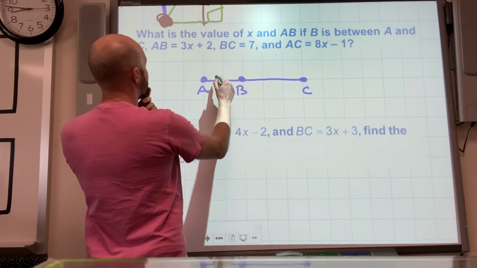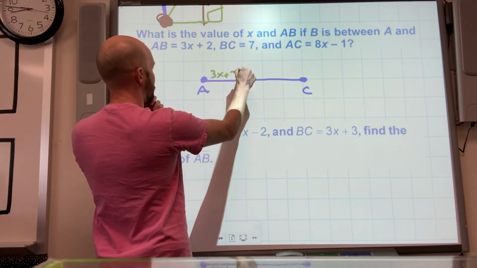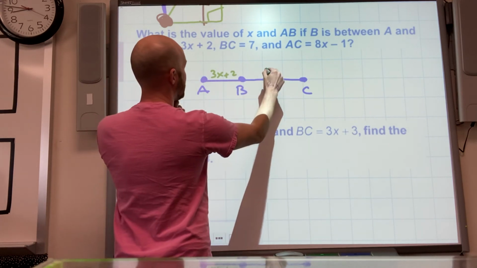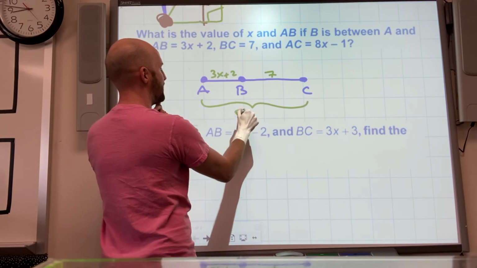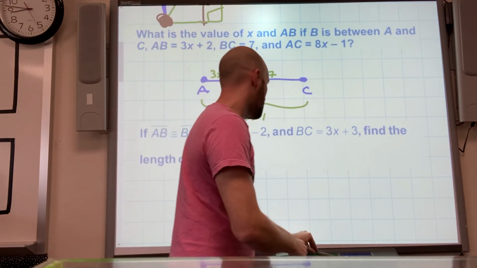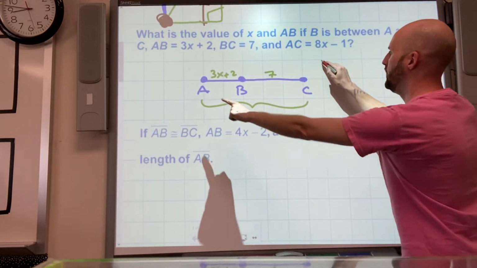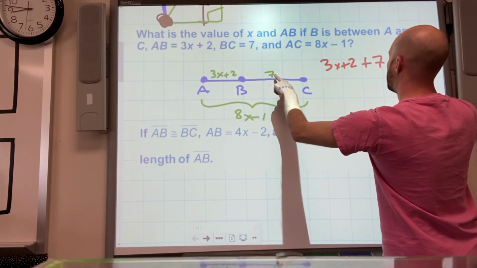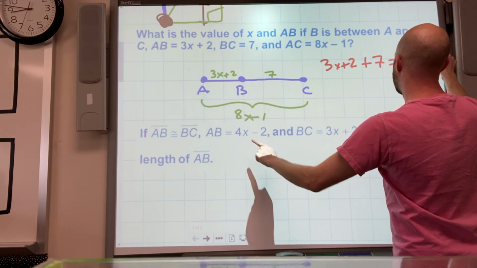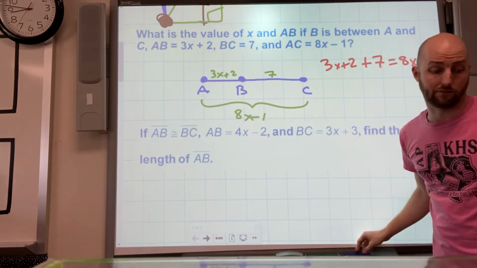So AB is 3x plus 2, so this distance here. From B to C is 7, and from A to C, the entire distance is 8x minus 1. So the equation that we're going to put together is that the 3x plus 2 part plus the 7 part is equal to the whole thing, 8x minus 1. And then just work through my algebra.